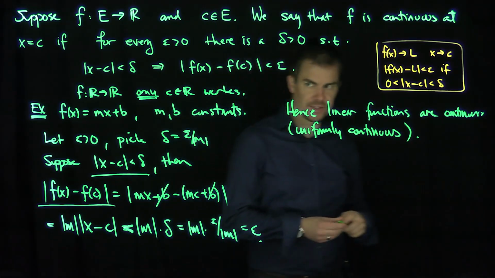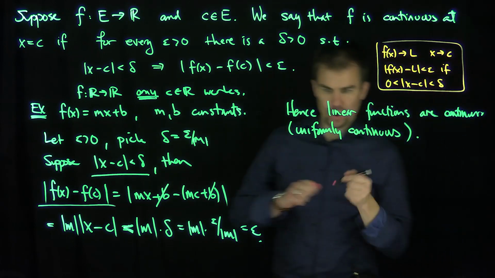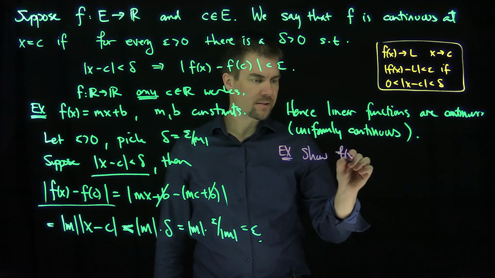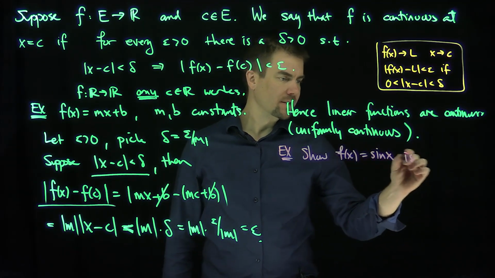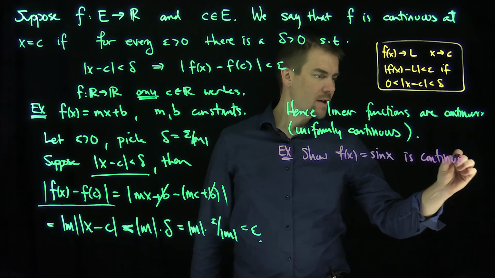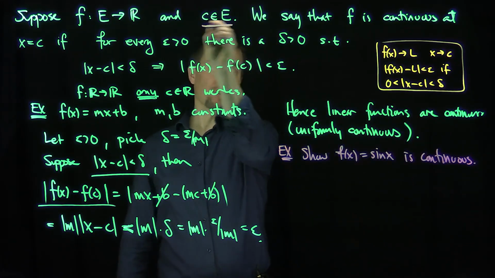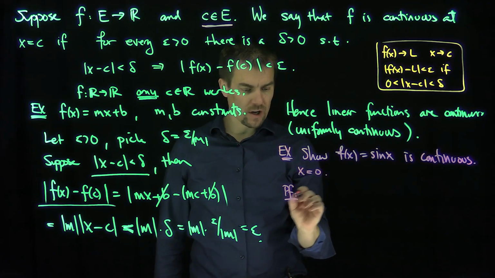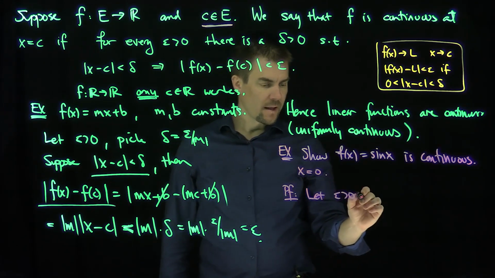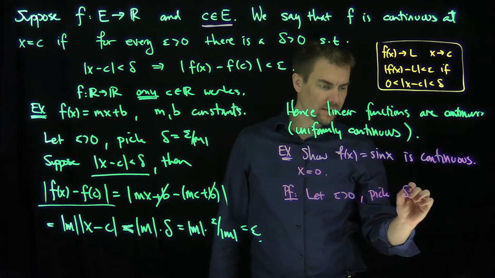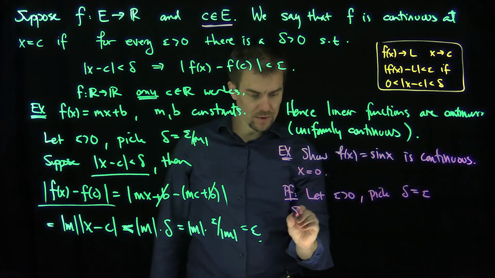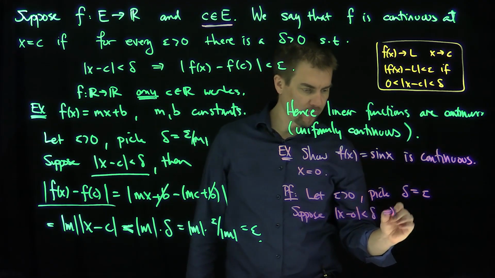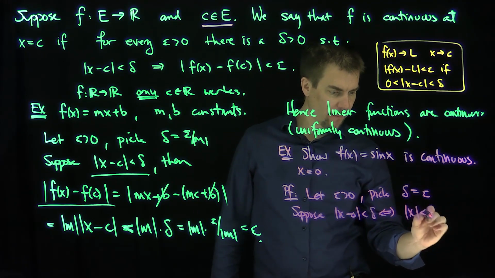Okay, let's do one more quick example. Let's show that f(x) = sin(x) is continuous. Let's do a simple point. Remember, continuity is local; it's relative to a fixed point. Let's show it's continuous at x = 0. I'll skip the scrap work. Let epsilon be greater than 0 and pick delta to be epsilon. Suppose that |x - 0| < delta, which is equivalent to just |x| < delta.